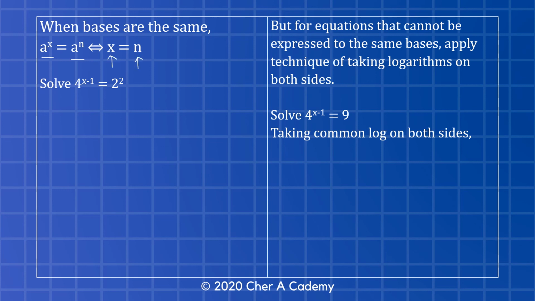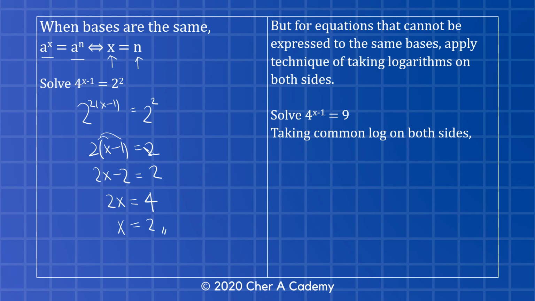So for example, solve 4 to the power of x minus 1 equals 2 to the power of 2. I'll make them into the same base first. So I have 2 squared, which is my 4, to the power x minus 1, equals 2 squared. Since they have the same bases, their powers are the same. So 2(x minus 1) is equal to 2. I expand this out, I have 2x minus 2 equals 2. Bring my 2 over, I get 4, and my x is equal to 2.